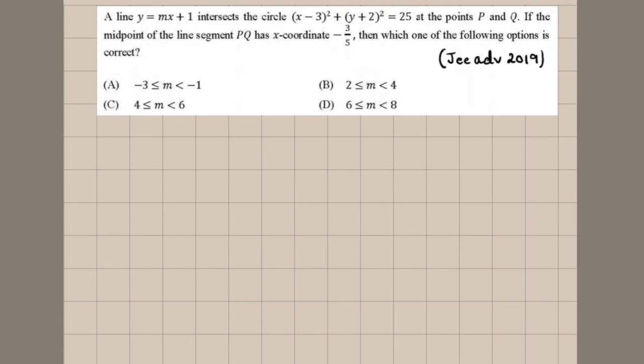Let's see the next question. This is given in JEE Advanced 2019. Let's see the question.